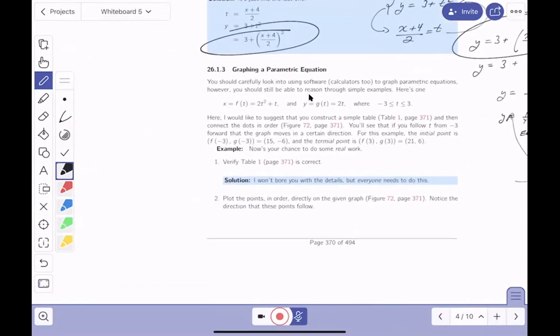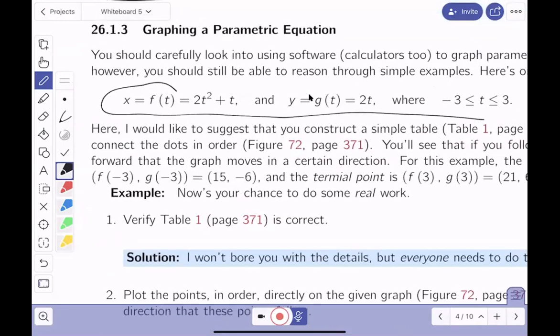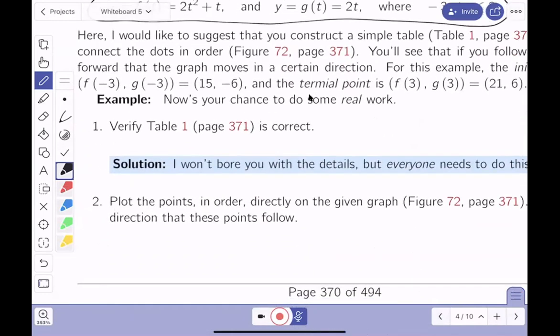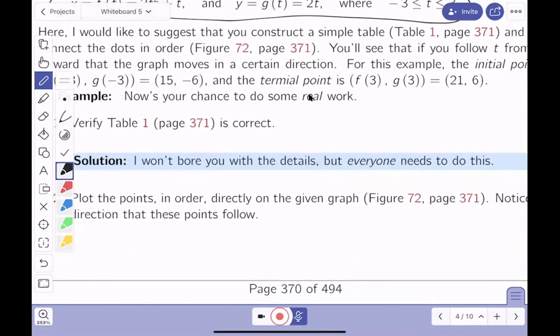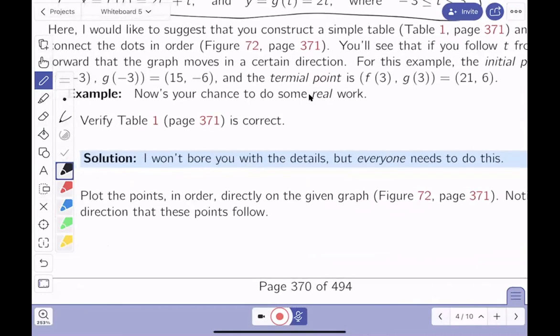This one, they give you the parametric. It says verify table 1 is correct. Well, I'm going to go to table 1 now. I'm going to the next page. It says I won't bore you with the details, but everyone needs to do this. I'll tell you what you need to do.